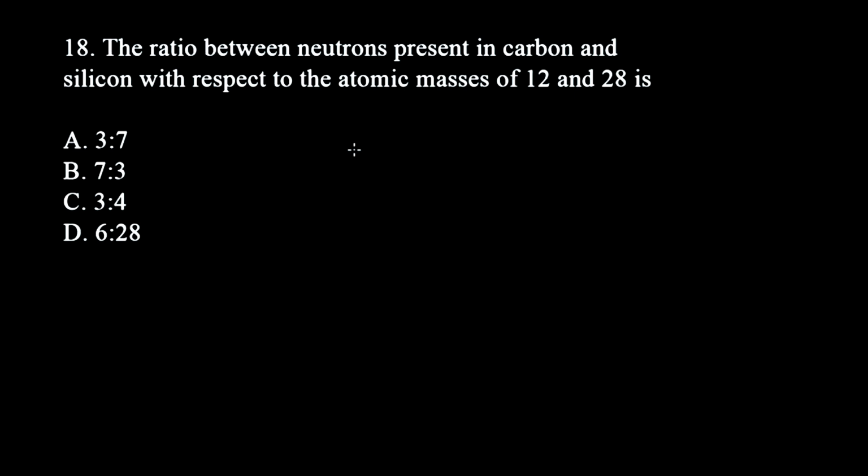Question: the ratio between neutrons present in carbon and silicon, with respect to the atomic masses 12 and 28. So basically we have that carbon is 12, that is the mass number, the atomic mass that was given. And we have its proton to be 6, right? So we also have silicon. Silicon is 28 and the atomic number is 14. So basically atomic number is the same thing as number of protons, and we have that proton equals 6. Therefore mass number is equal to 12 in the case of carbon.